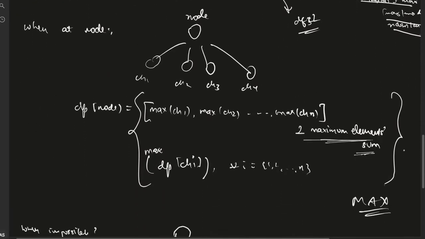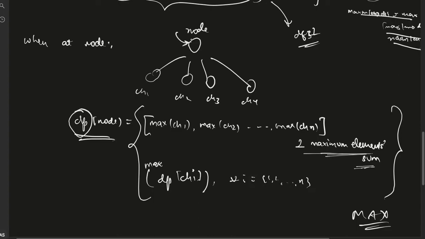Now the final answer would be stored in the array DP, where let's say we are currently at node. These are its children, ch1 up to chn. DP of node can be defined as, if we have two or more children, then we can always take the best two children such that the best subtrees of those children are the most optimal.